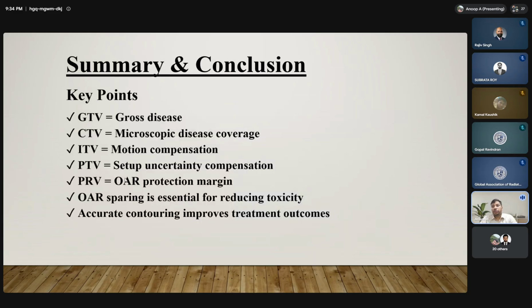This is the summary and conclusion of this presentation. Key points: GTV, gross disease; CTV, microscopic disease coverage; ITV equals motion considerations; PTV, setup uncertainties and compensations; PRV equals organ protection margin; OAR sparing is essential for reducing toxicity; accurate contouring improves treatment outcomes.